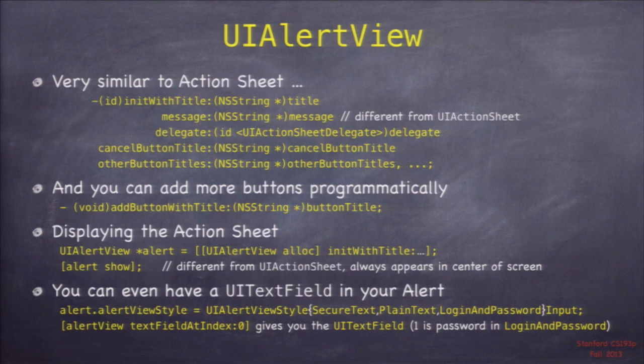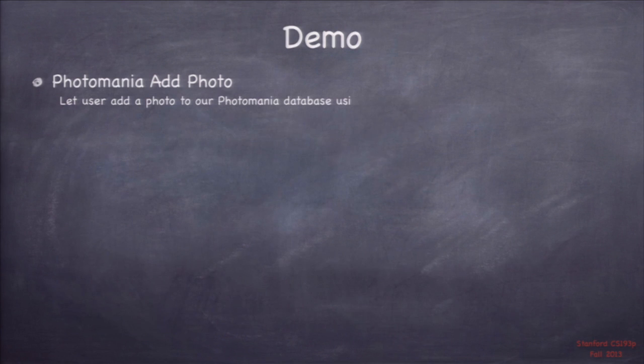Okay, index 0 if there's only one text field, index 0 and 1 if there's login and password, for example. So that's how you can get text field. All right, time for the demo. So I'm going to show all of these things in the demo.